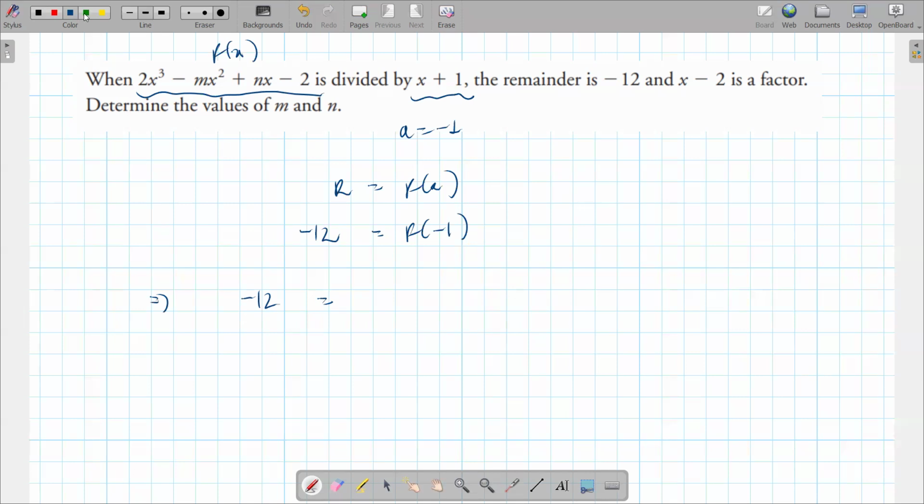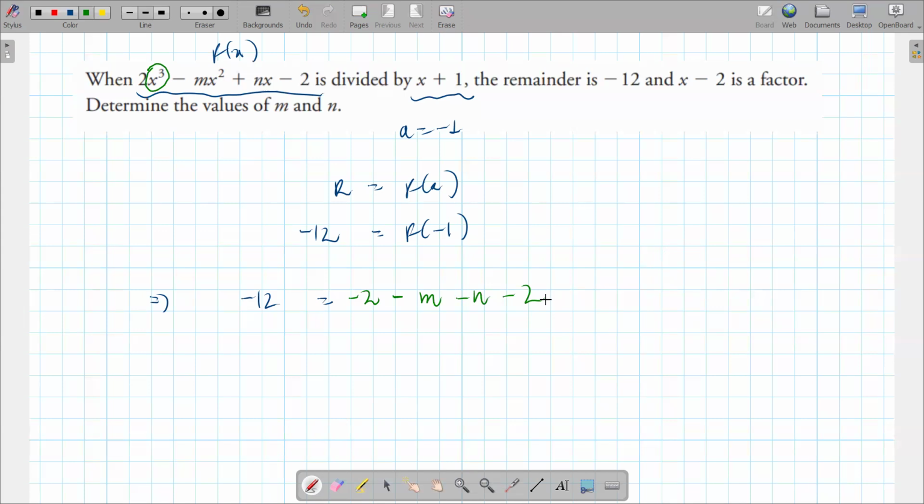So how do you find f of -1? You just replace the x's with -1, okay? It's easier than you think. -1 cubed times 2 is -2, minus m times -1 squared is what? M times -1 squared is simply just an m, right? Minus m. What's the next term? Minus n. Minus n minus 2.